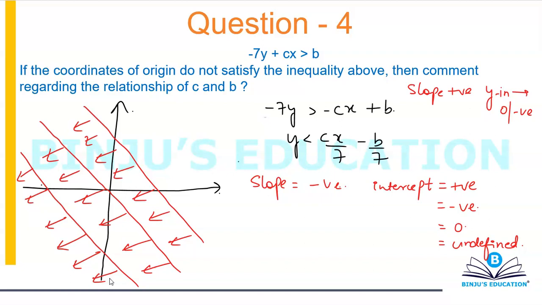Again, you want origin to not satisfy, so you can see that for line number 1, it is satisfying. So you don't have to take this line into consideration. But for line number 2 and line number 3, the origin is not satisfying, because for line number 2 the origin is lying on the line, and for line number 3 the origin is lying above the line. So in this case, when slope is negative, your y-intercept is exactly the same. It can be 0, it can be negative also. Both of them are possible.